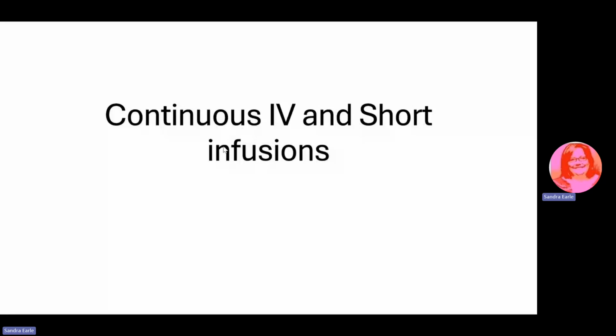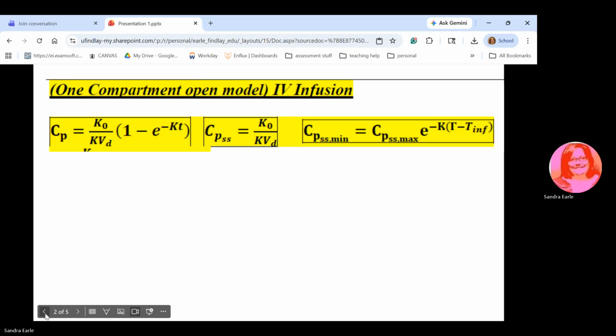So now we're working on continuous IV and short infusions. Okay, so now we can advance. All right. So the last video we talked about was IV bolus, which is the simplest situation.